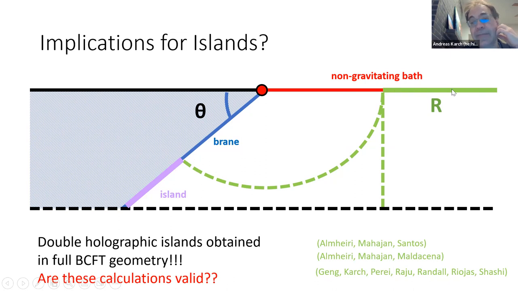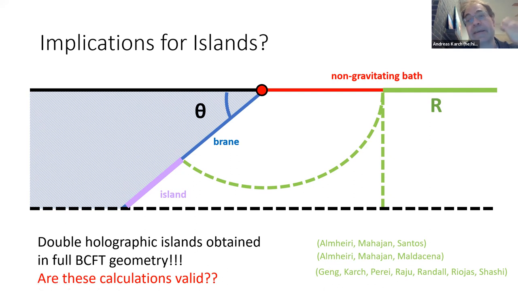And then you would be saying the entanglement wedge of this radiation region includes this part of the brane that's hiding behind the endpoint of the RT surface. And that's then an island, part of the entanglement wedge. From the intermediate picture, where these are disconnected, I would find an entanglement wedge that belongs to this radiation region, but is completely disconnected from it as far as the intermediate picture is concerned. And these double holographic islands are obtained in what I would call the full BCFT geometry, right? This geometry doesn't necessarily have a good 4D interpretation.